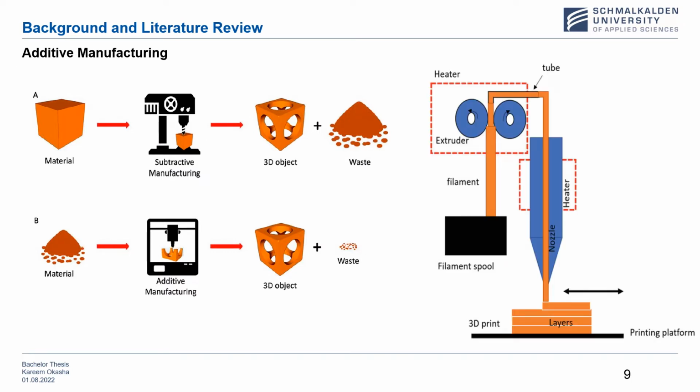One of the forms of additive manufacturing is the FDM process, as mentioned earlier. To simply understand the FDM process, it takes a plastic filament, melts this plastic, and then builds the product layer by layer.